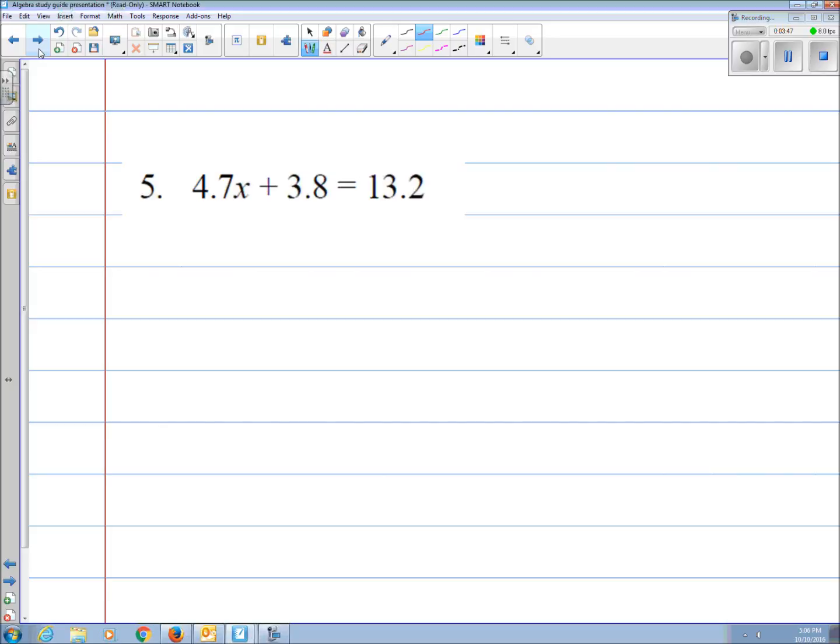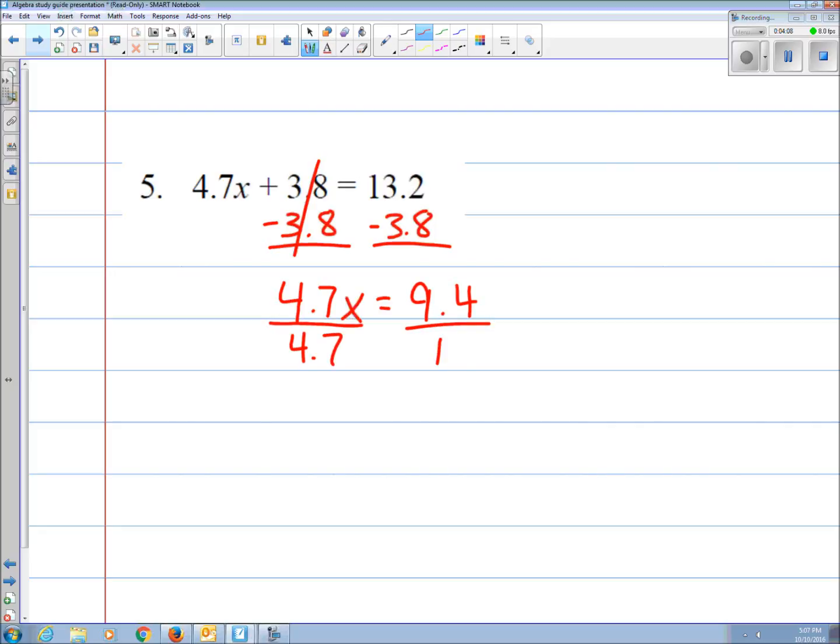So we're going to start out by subtracting 3.8 on both sides. So this is 4.7x is equal to 13.2 minus 3.8 is 9.4. So then we can just divide by 4.7 on both sides. Those cancel, so we got x is equal to 2.